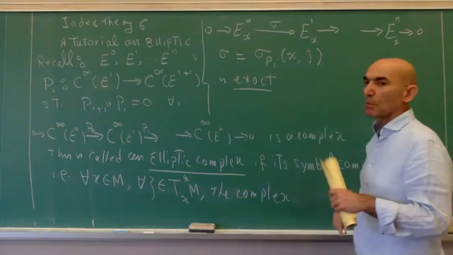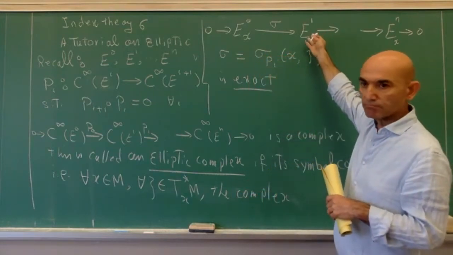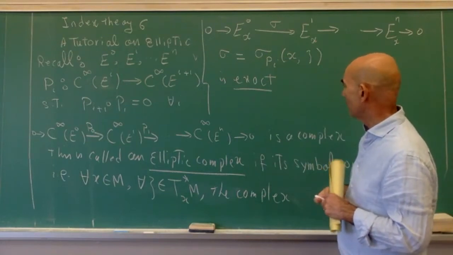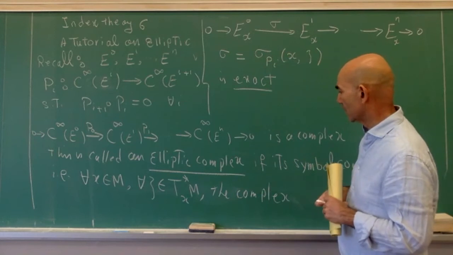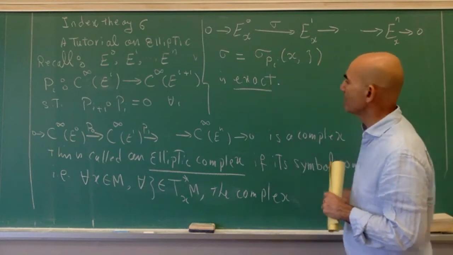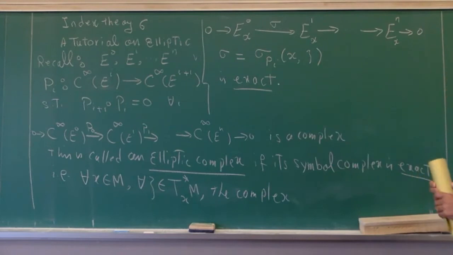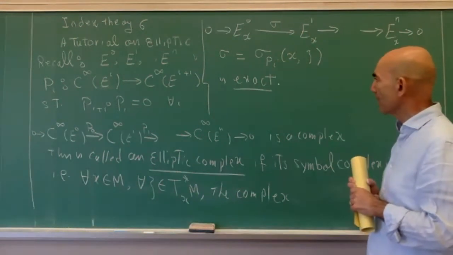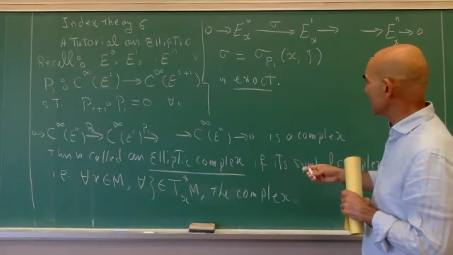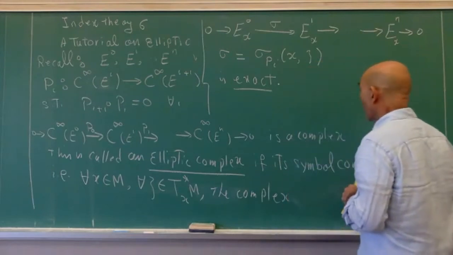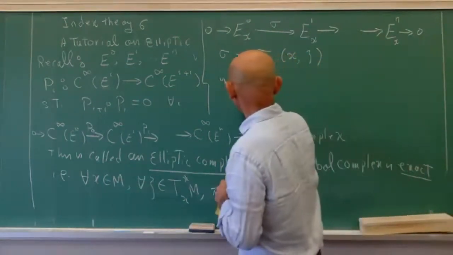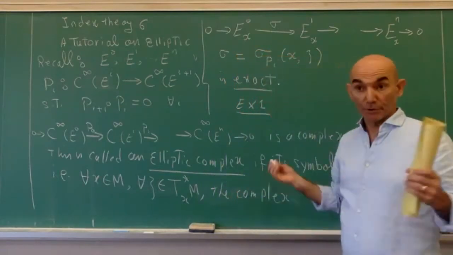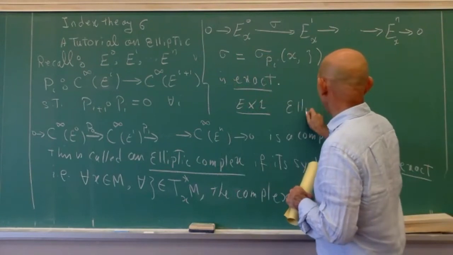So of course, exact means its cohomology is 0. This is a co-chain complex, its cohomology should be 0. Every co-cocycle should be a co-boundary and so on. Okay? So that's the definition that we had last time. Now, as far as examples, of course, example 1 was elliptic operators.